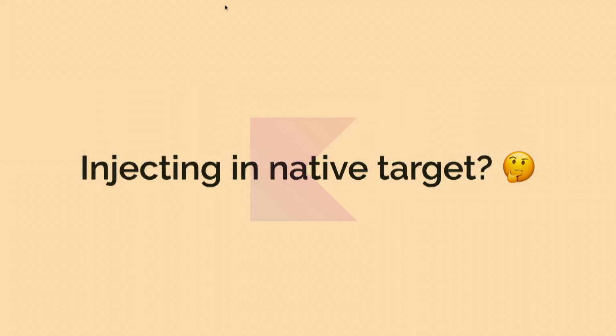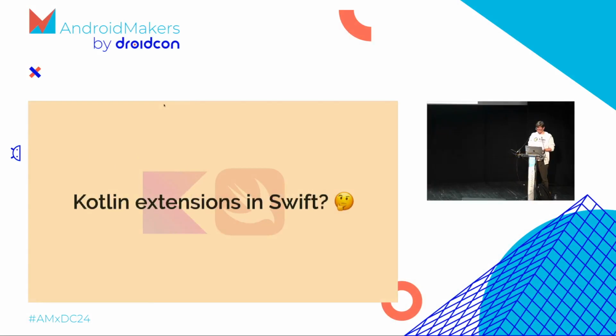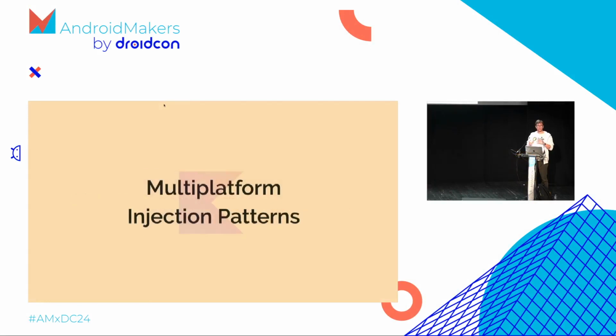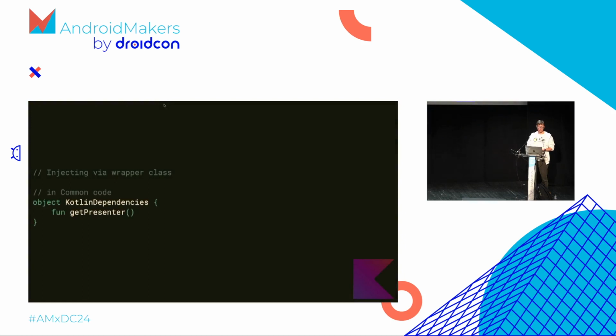Problem: how do you inject on the native side now, because then it's not Kotlin. And if it's not Kotlin, we don't have extensions, and we lose part of the magic of Koin. Let's see a few patterns about that. You need a wrapper for that. What you can use at the beginning is an object class. We have, for example, Kotlin dependencies, and let's say manually you will expose all the entry points you want to use on the iOS side from the shared code side.